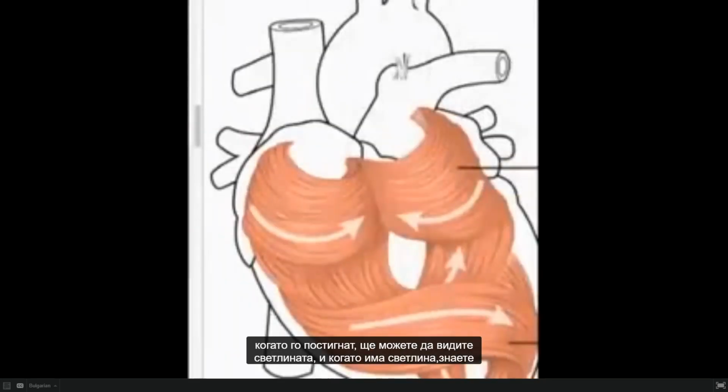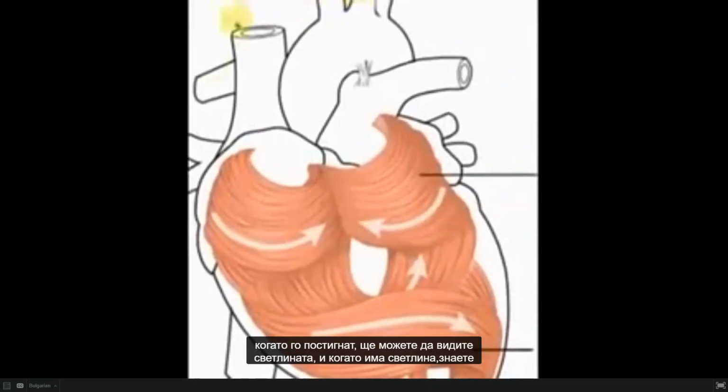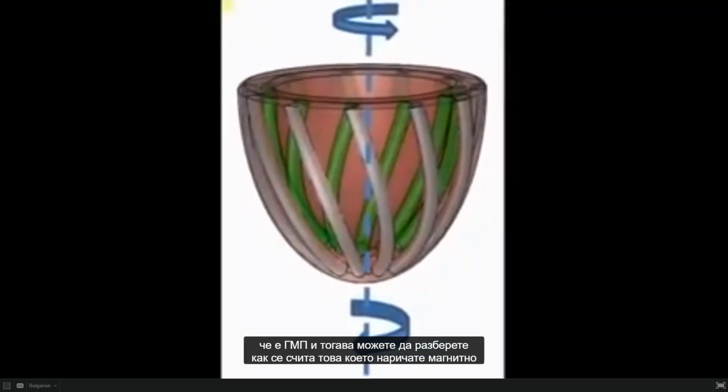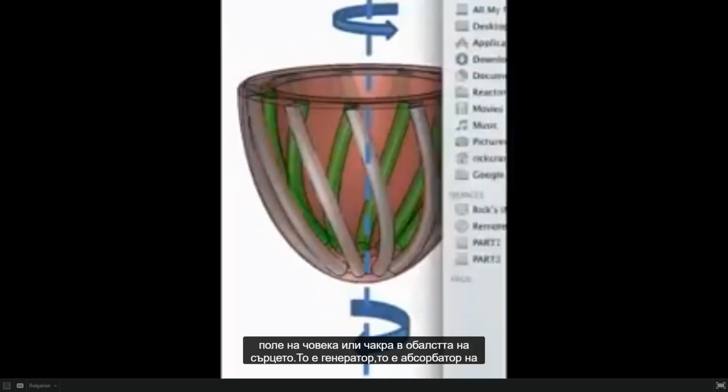Maybe in the next couple of weeks when they have achieved it, then you can see the light. And then when you have the light, you know it's a magnetic field, gravitational field, and then you can understand how what you call the magnetic field of the human being, or what you call the chakra in the heart area, is considered to be.